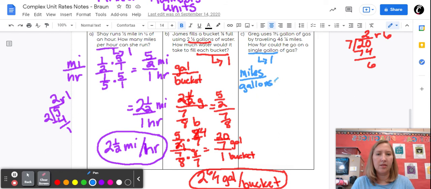And I'll abbreviate that next time. So I want to look at which unit or which number goes with miles. That's going to be 46 1/4 over 1 2/3.